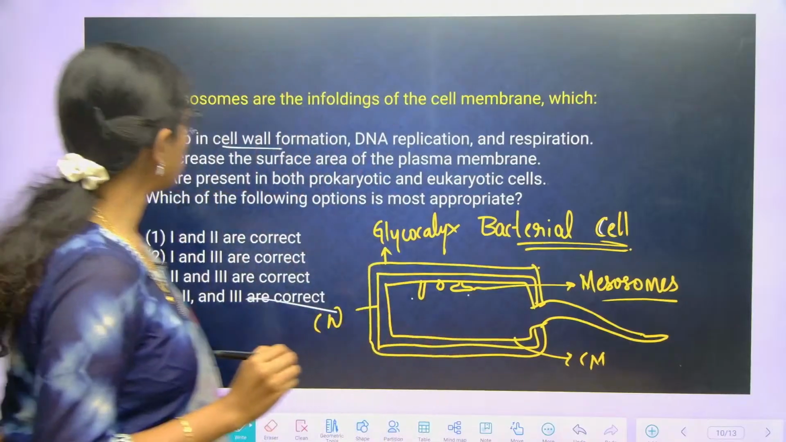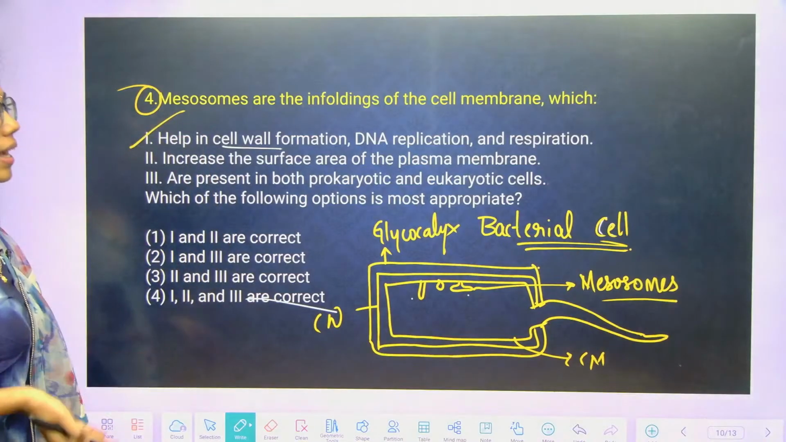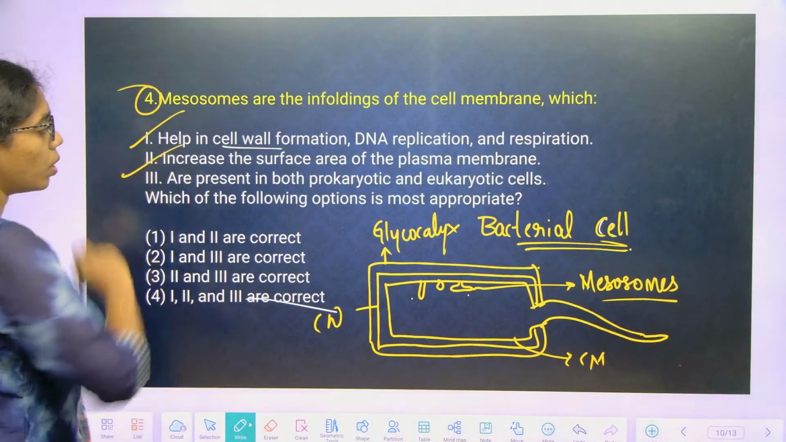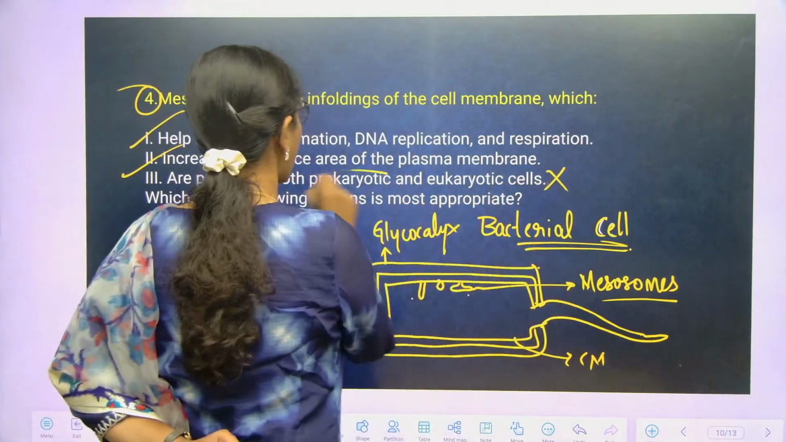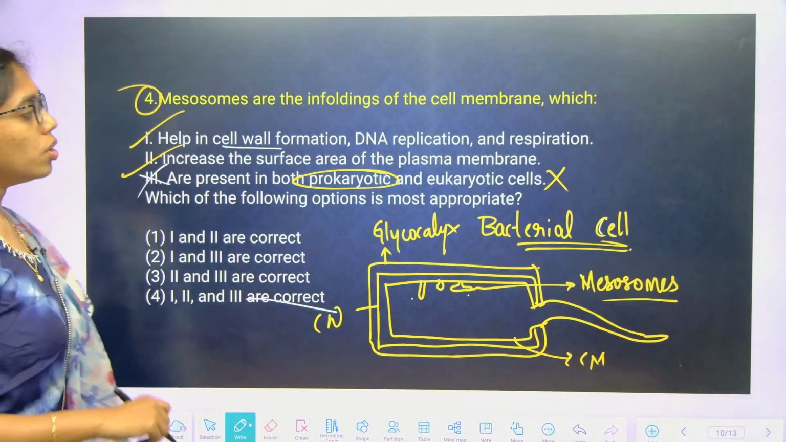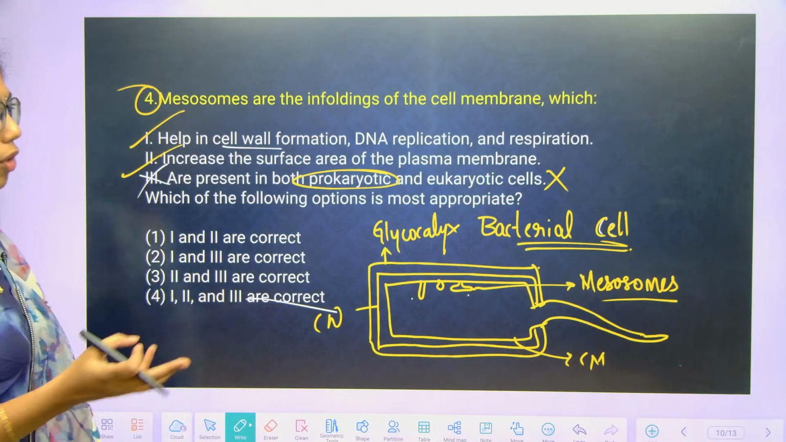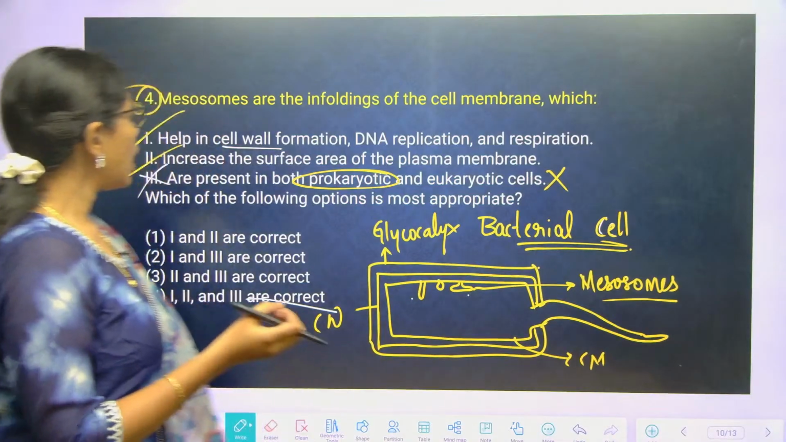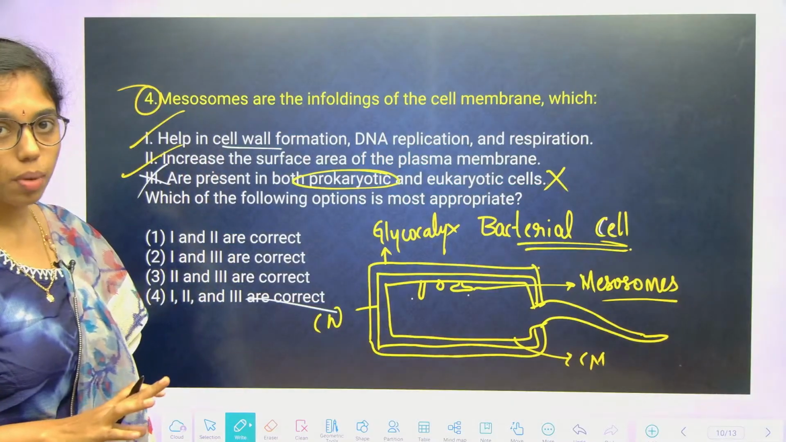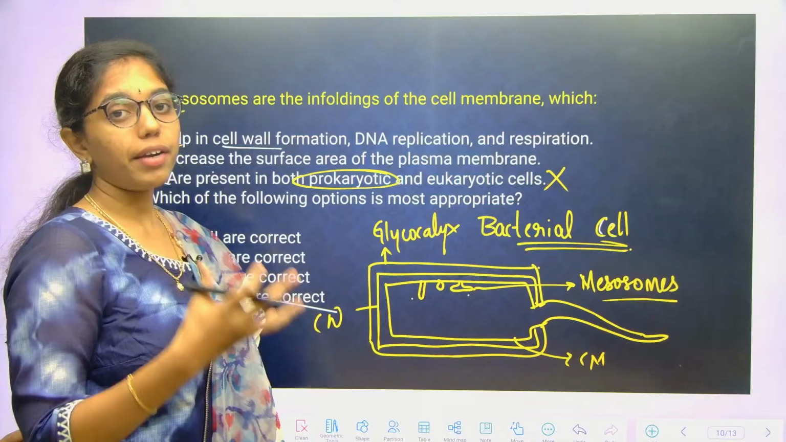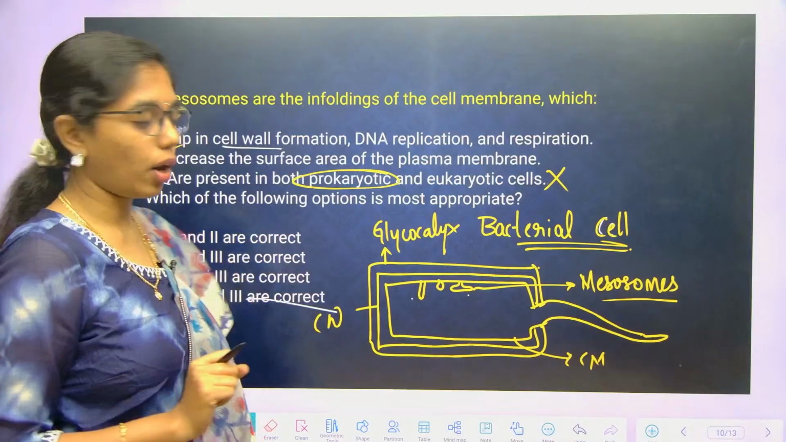These are known as what? Mesosomes. They help in cell wall formation, DNA replication and respiration, correct. They increase the surface area of plasma membrane, true. They are present both in prokaryotic and eukaryotic cells, wrong. They are present only in prokaryotic cell. So 3 is wrong. Mesosomal functions include cell wall formation, DNA replication, respiration, daughter cell formation and DNA duplication, increase in surface area of plasma membrane and secretion as well. These are the 5 to 6 important functions of mesosomes. You will observe this only in prokaryotic cell.